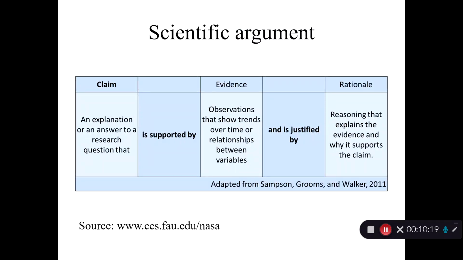So a scientific argument has these different stages where you have a claim, and then you have evidence to support it, and then you have a rationale, which is kind of the reasoning that explains how all that evidence fits together, and actually this ties back into this idea of validity, right? That evidence fits back into that claim and supports it or refutes it.